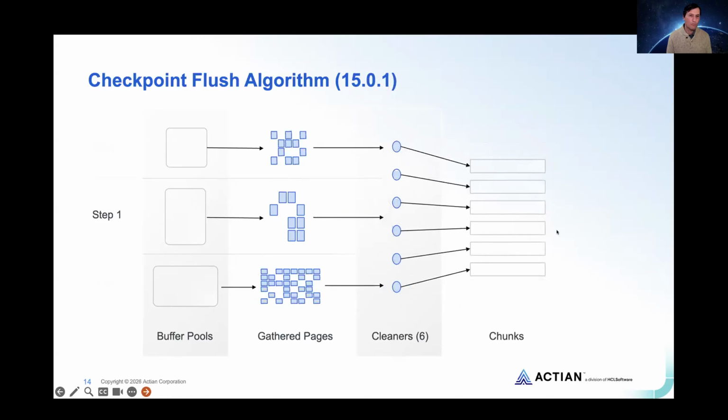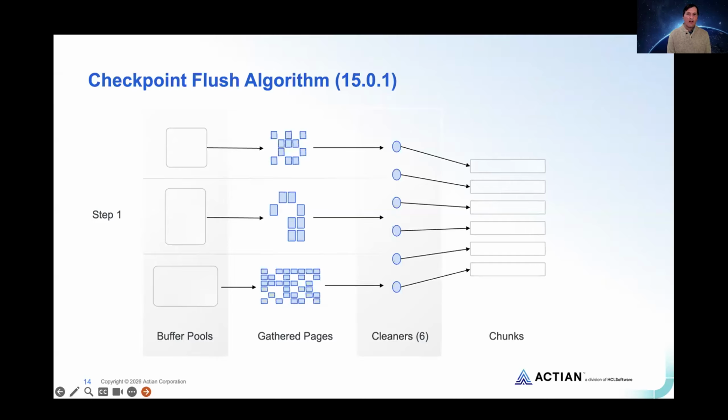So this is all done in 1 step basically now. We have multiple threads searching all the buffer pools for dirty pages, gathering them, sorting them, and passing them off to the cleaner threads who are now all engaged at the same time. There are no idle cleaner threads unless you've got a tiny number of chunks and more cleaner threads configured than your number of chunks. They're all going to be engaged during this flush.